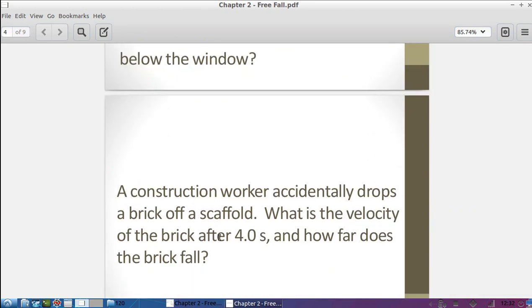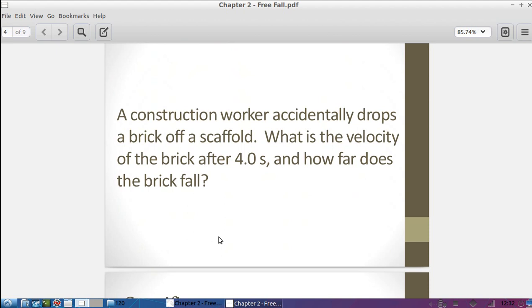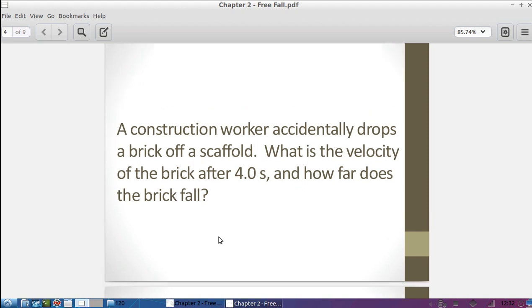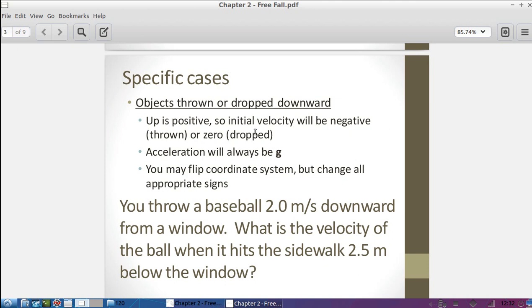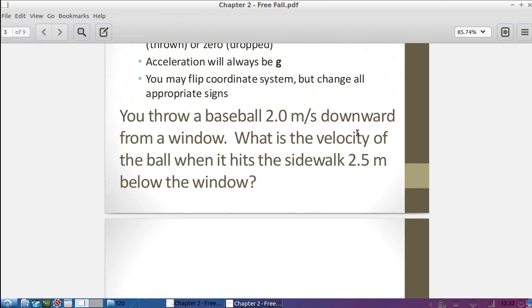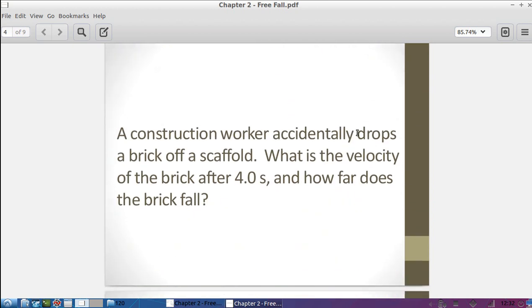Okay, so I've got another example. This is the second case. We just did an example where an object was thrown downward. This example of a free fall problem is an object being dropped.